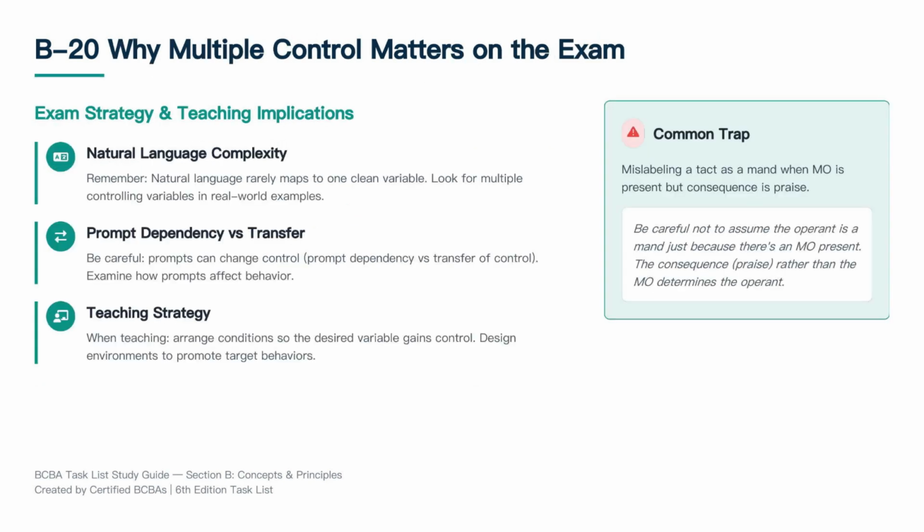Why this matters on the exam is that vignettes often blend variables on purpose. Prompts can temporarily take control, so you have to notice whether you're seeing prompt dependency or true transfer of control. And a classic trap is mislabeling a tact as a mand when an MO is present, but the consequence is praise. Remember, you don't get the mand label just because an MO exists. The reinforcement and controlling variables have to match the operant.